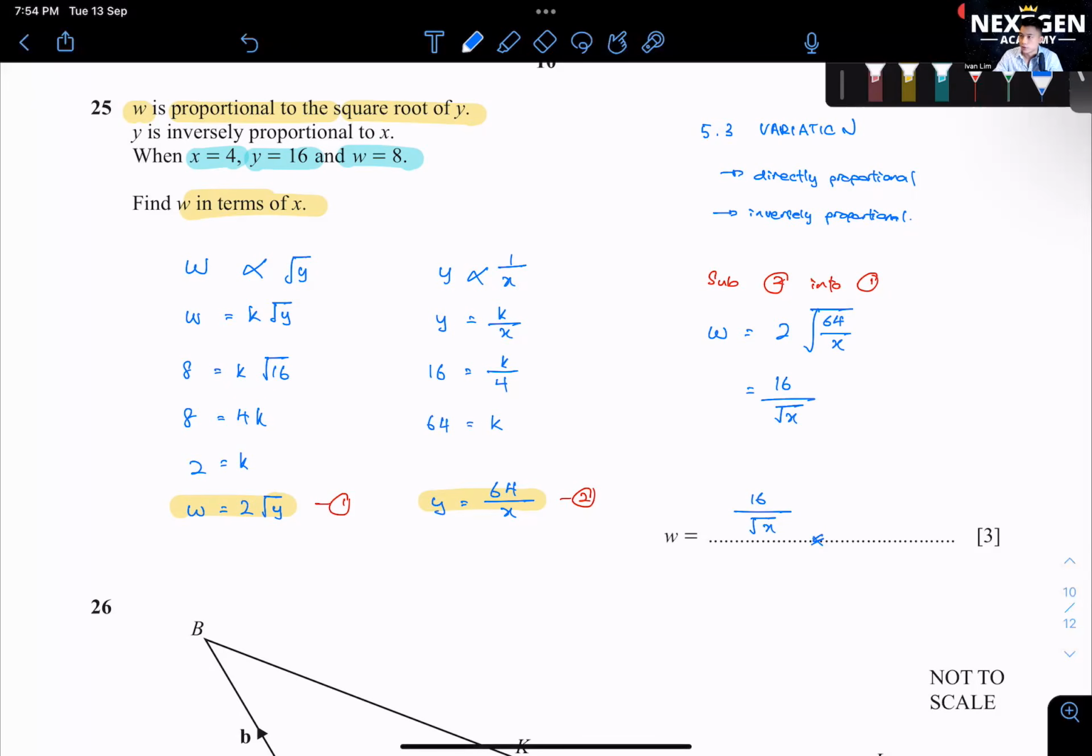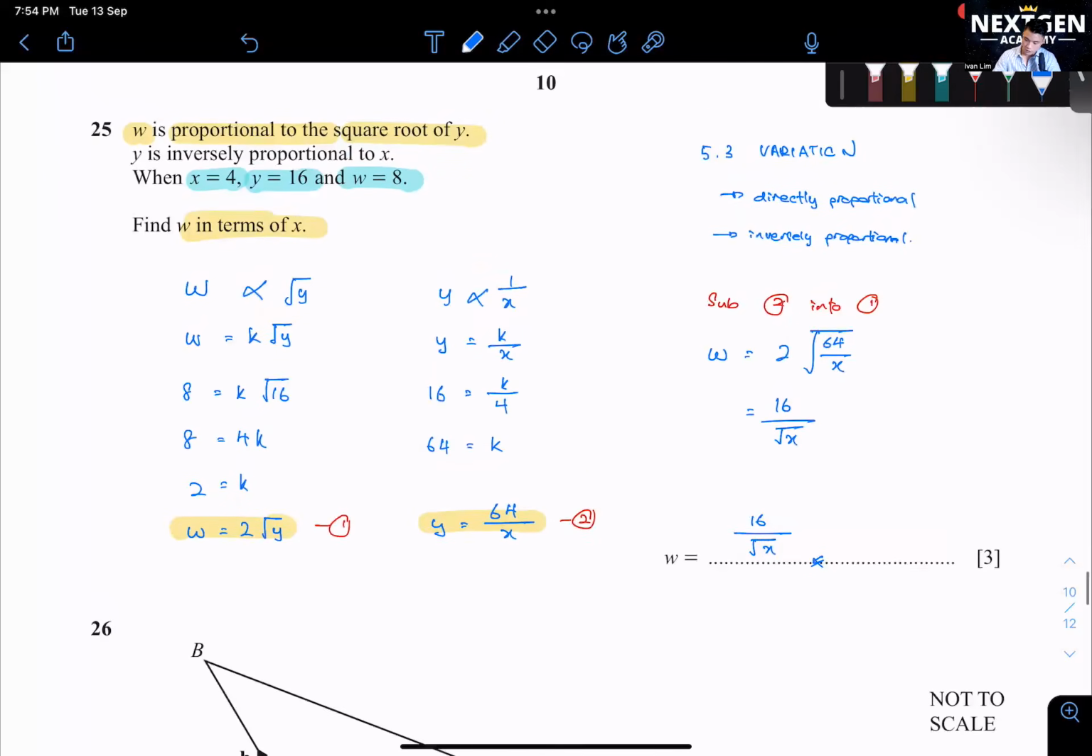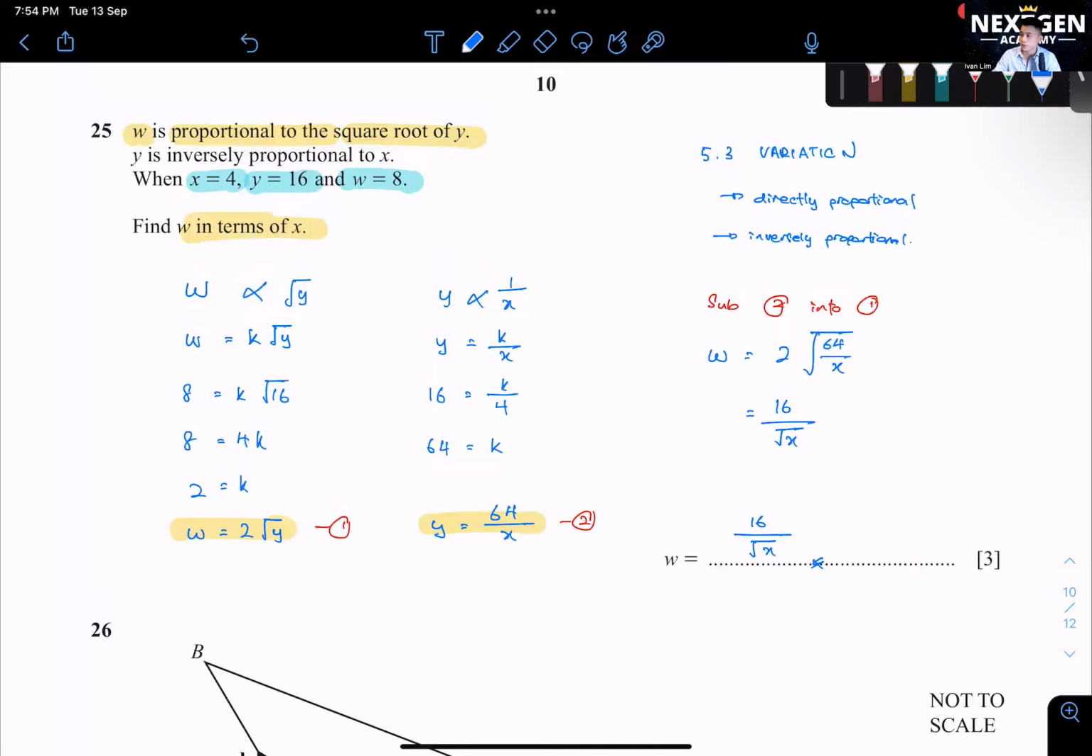This is quite a tricky one. Those who don't know, screenshot it, or just refer to the working in my answer scheme, because we want to finish this up. Quite a number of questions, this paper. Do you all find it hard, this paper? Later we see the grade boundary for this one. I think it's a bit lower.